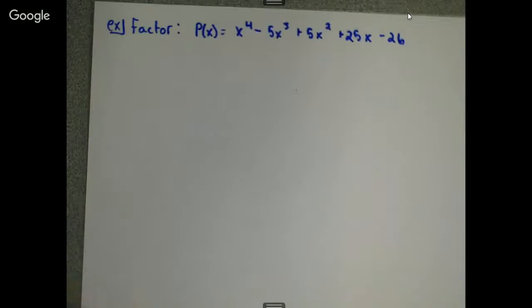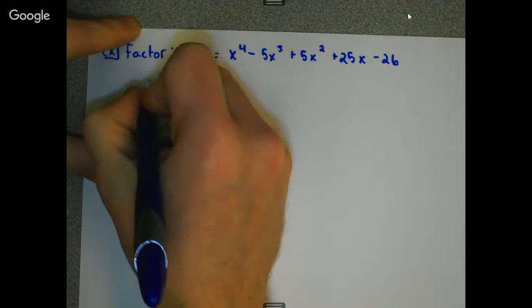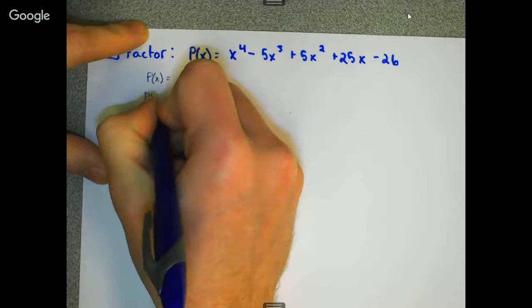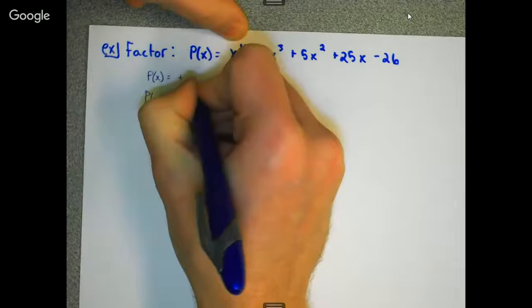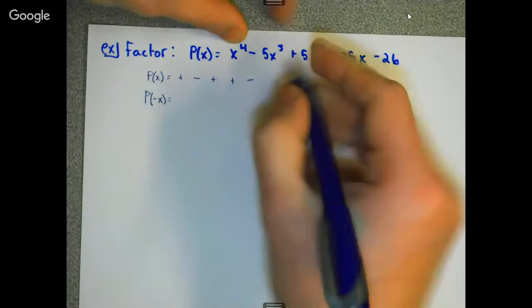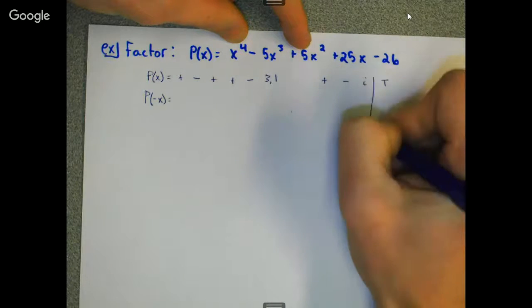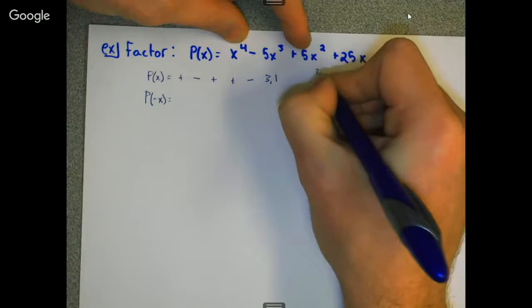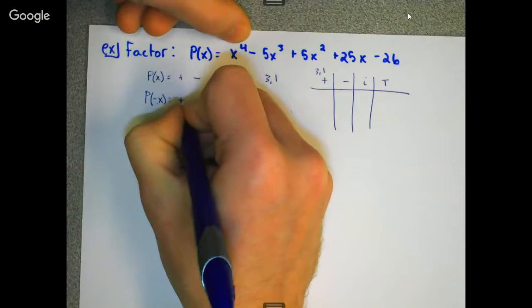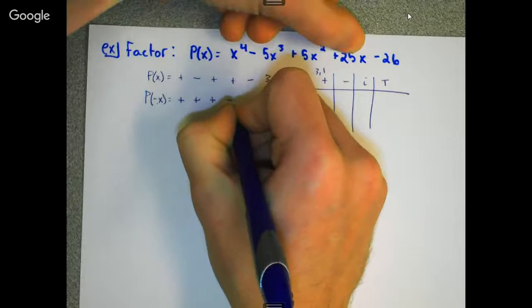Okay, let me do one more here that might be a little more tricky. Again, we look at our positives and negatives. So that's positive, negative, positive, positive, negative. So that's 1, 2, 3, or 1 positive zeros. So that's 3 or 1. So this one, if I plug in negative x, this stays the same. This changes to a positive. That stays a positive. That changes to negative, and that stays negative.